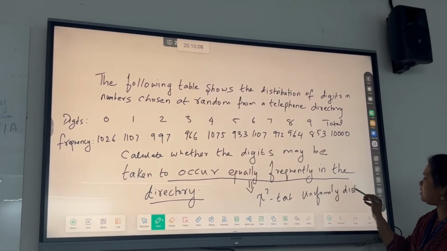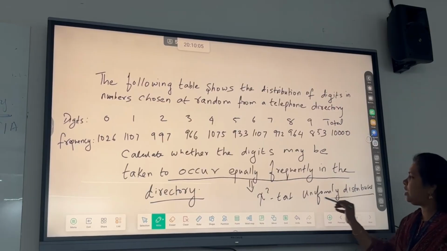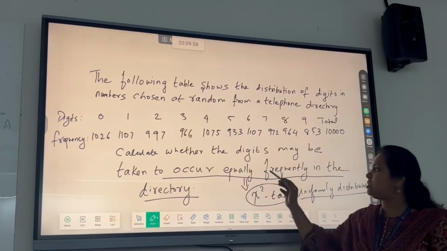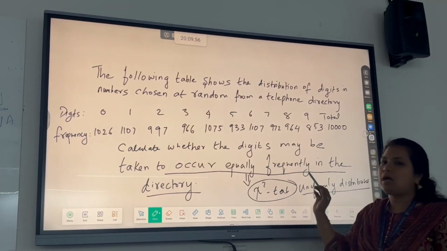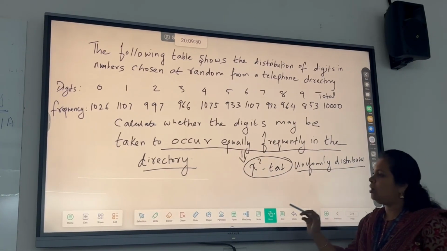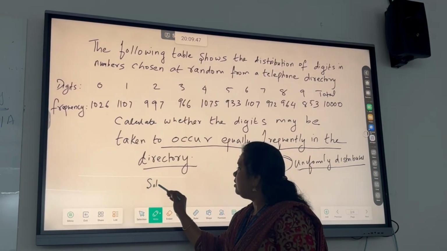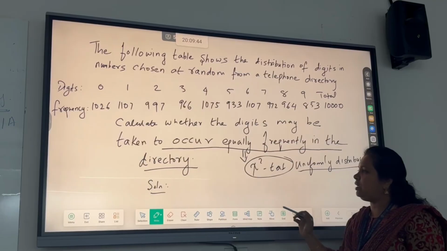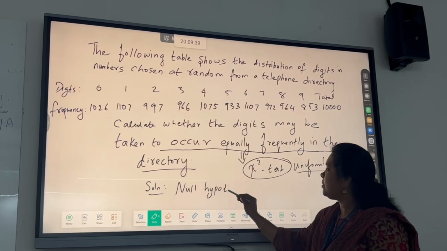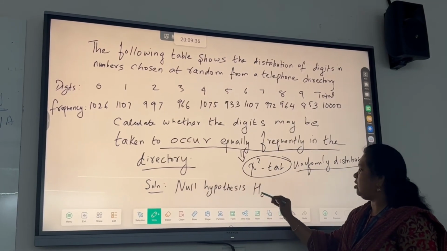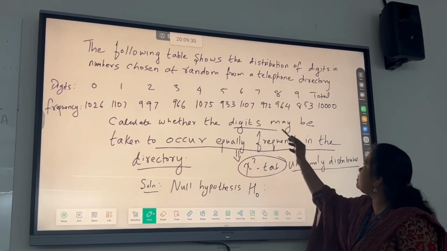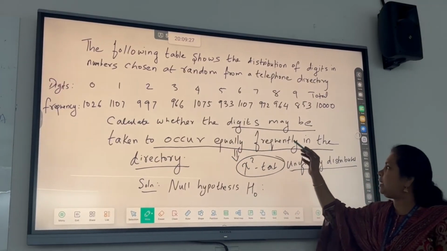So these are the basic logic to find the chi-square test. Even though it is not given to calculate the chi-square test, this is the basic knowledge to learn how the chi-square test can be applied. So based on this, how will we do the solution? Always the first step is to take the null hypothesis. So the null hypothesis is H0. The problem is based on digits, and the question says the digits may be taken to occur equally frequently in the directory.